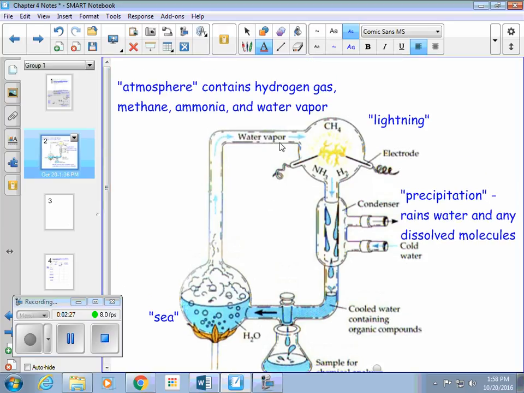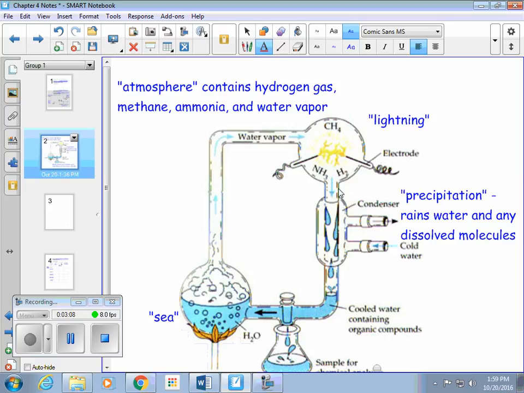The part up here where it says water vapor, and even into this part of the container, that represents the atmosphere. So the atmosphere contains some of that water vapor, but it also contains hydrogen gas, methane, ammonia, and these are molecules that are coming from volcanic eruptions that were going on, so that's naturally part of the atmosphere. We also believe that there was a lot of harsh weather and a lot of lightning. So over here in this chamber, he was adding some sparks to represent the energy from lightning.